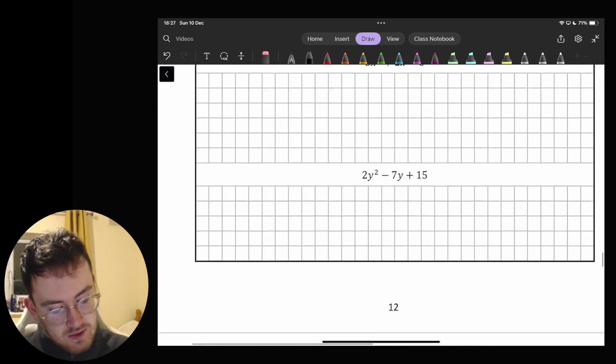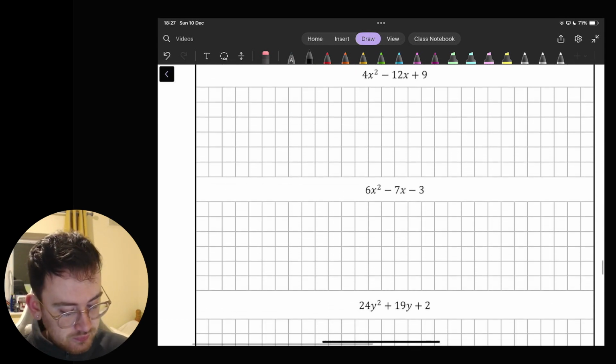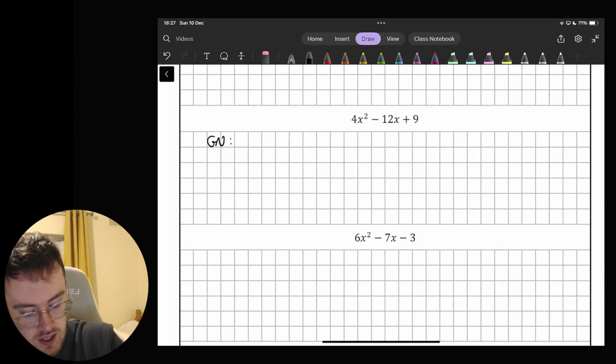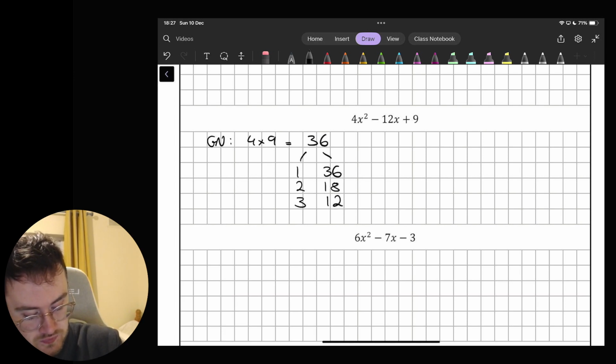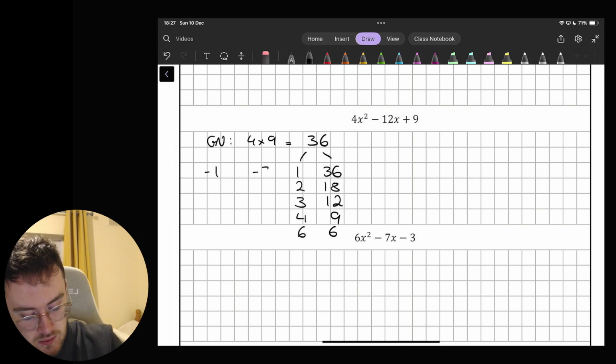Let's jump down maybe to some of these later ones here as well. Looking for one with maybe a negative there. So let's do 4x squared minus 12x plus 9. Again, my guide number there, 4 times 9 is 36, of course. So 1 and 36, 2 and 18, 3 and 12, 4 and 9, 6 and 6. But I also have to take the negatives of each of those. So I could have minus 1 and minus 36, minus 2 and minus 18, minus 3 and minus 12, minus 4 and minus 9, minus 6 and minus 6.